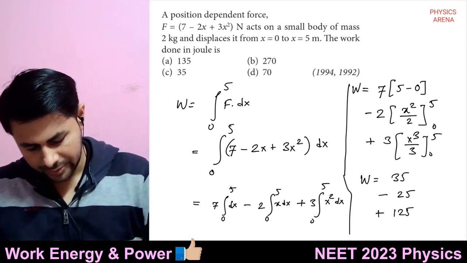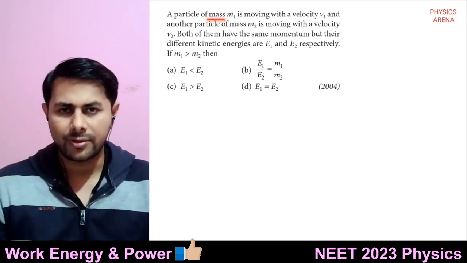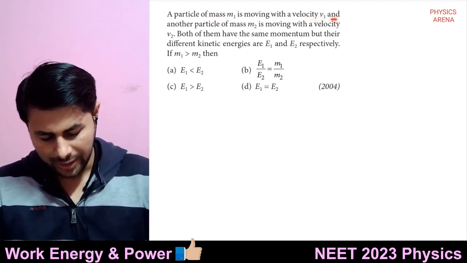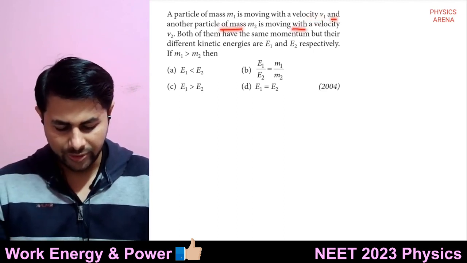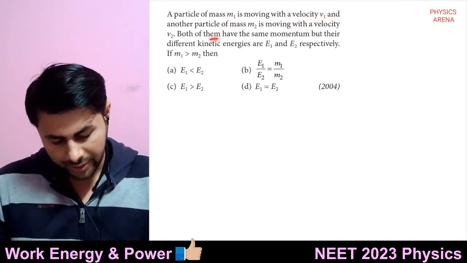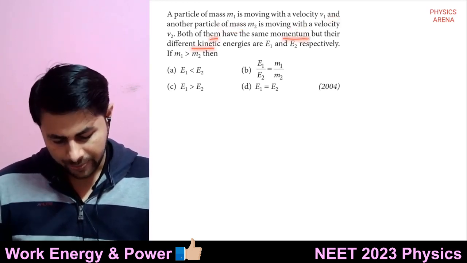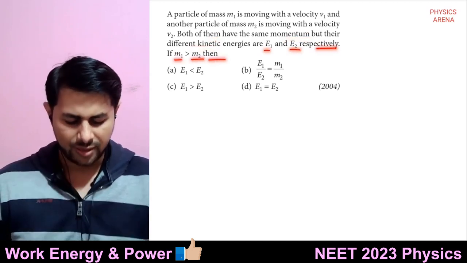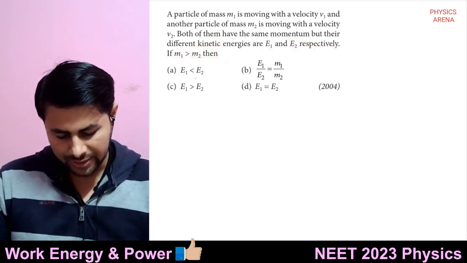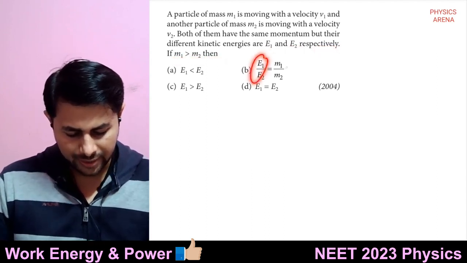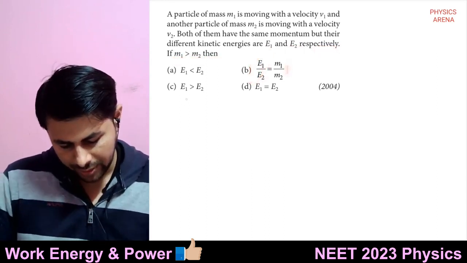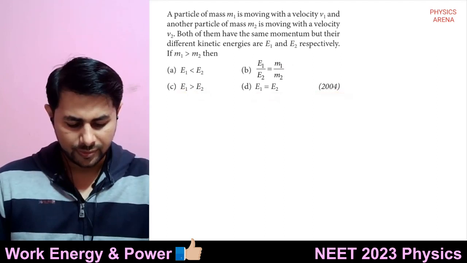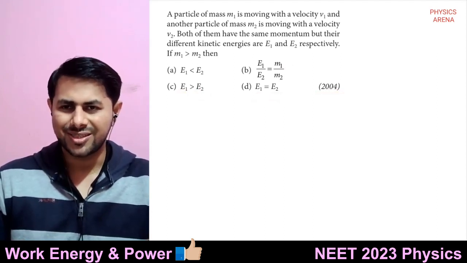135, right? A particle of mass m1 is moving with velocity v1, and another particle of mass m2 is moving with velocity v2. Both of them have the same momentum, but different kinetic energies, E1 and E2 respectively. If m1 is greater than m2, then E1 is less than E2, or E1 upon E2 is m1 upon m2, or E1 is greater than E2, or E1 equals E2. This is from 2004. So which is the answer?